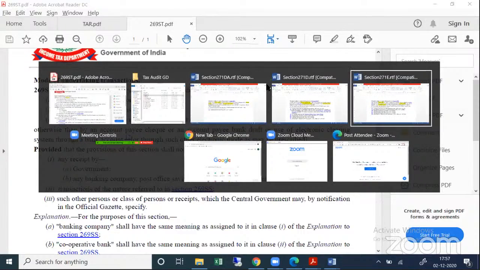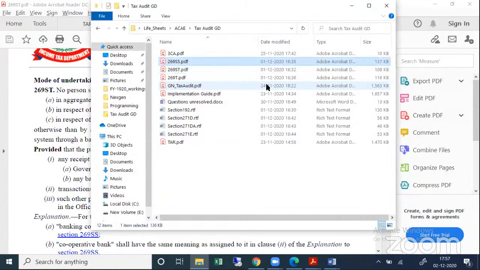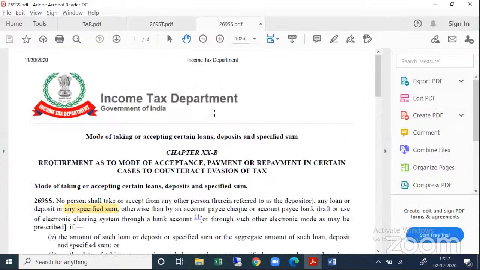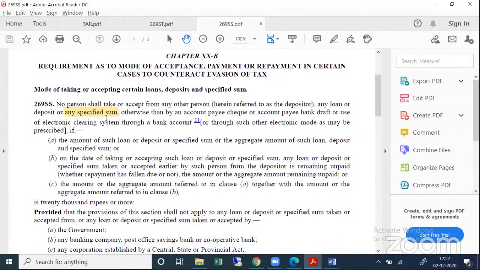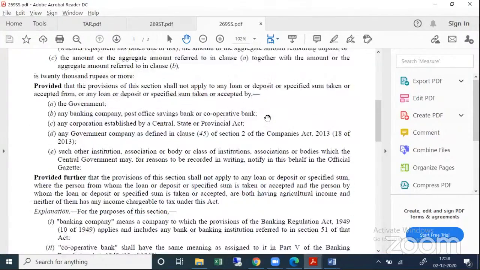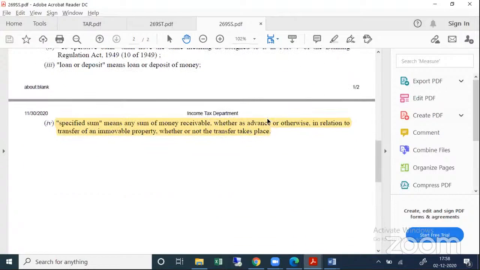Let us go to section 269SS. An amendment was made in section 269SS wherein any specified sum was included. Let us read the section: no person shall take or accept from any other person, herein referred to as the depositor, any loan or deposit or any specified sum, otherwise than by an account payee cheque or account payee bank draft. When we go to the explanation and read what any specified sum means: specified sum means any money receivable, whether as advance or otherwise. Very good.